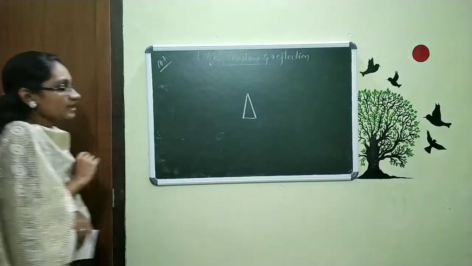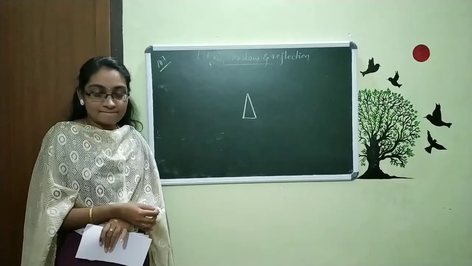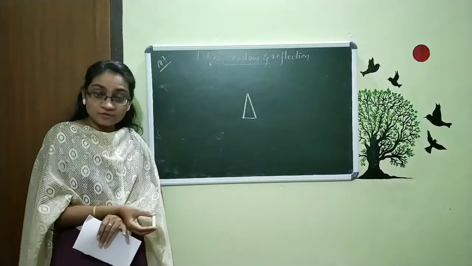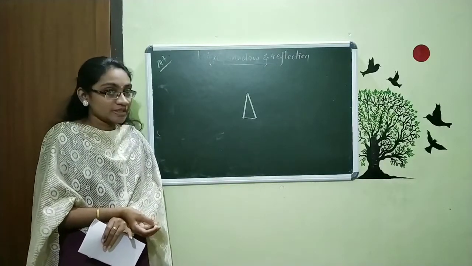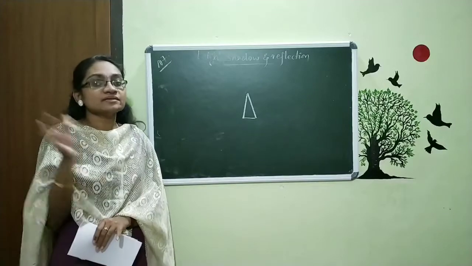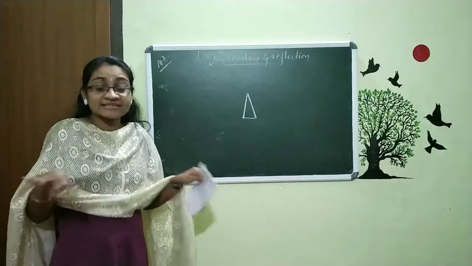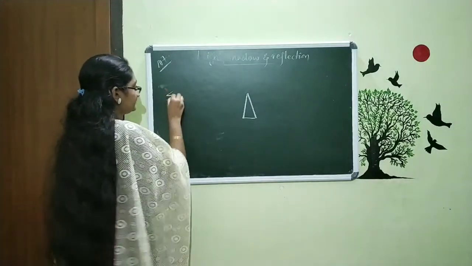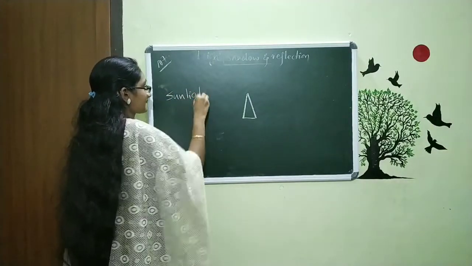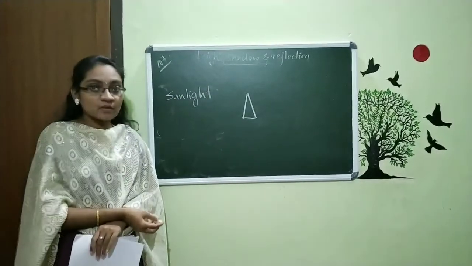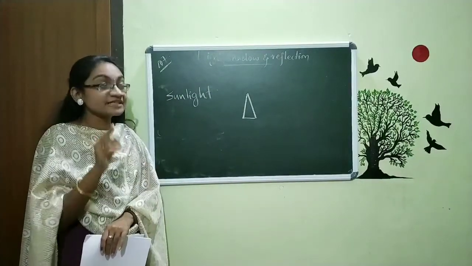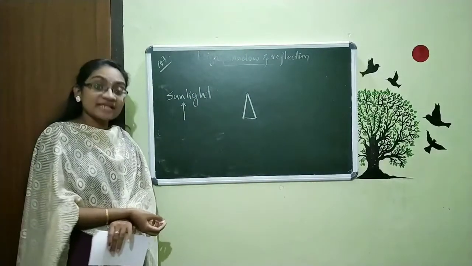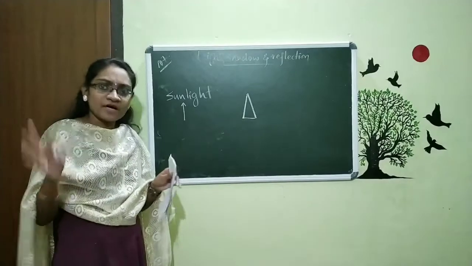For example, I am just turning off this light. Is it possible to see this object, this blackboard, this triangle? No, it is not possible when there is no light. If it's daytime, when you turn off the light, you still have sunlight. So, you can see the objects with the presence of sunlight. And if it's night, we are using a bulb and all.